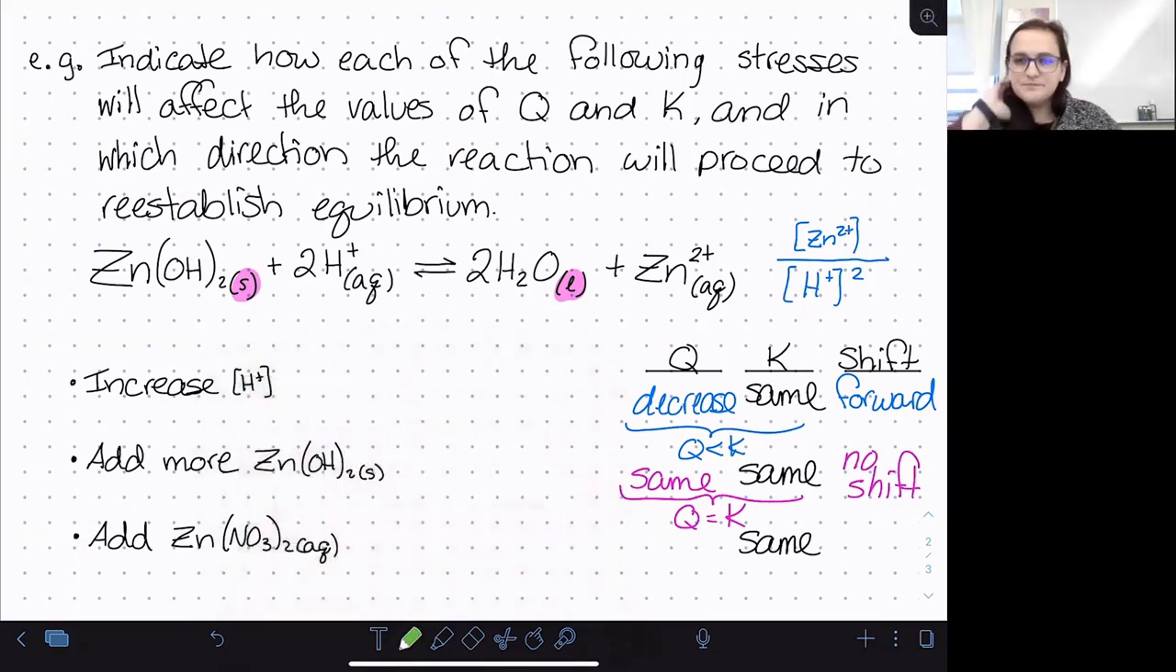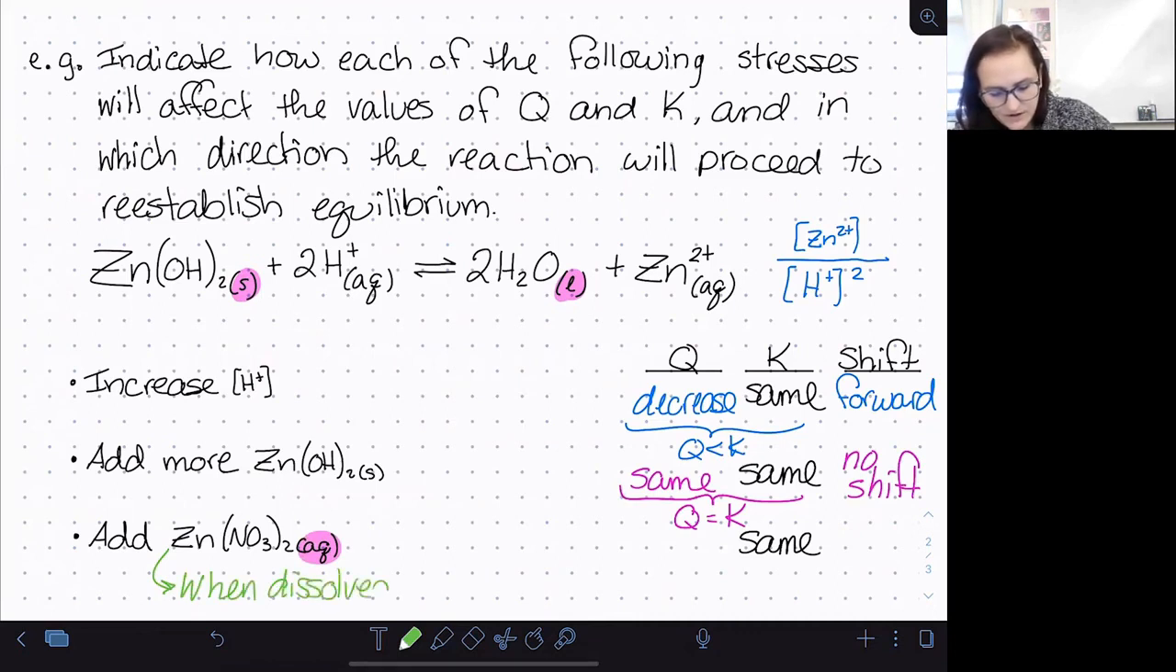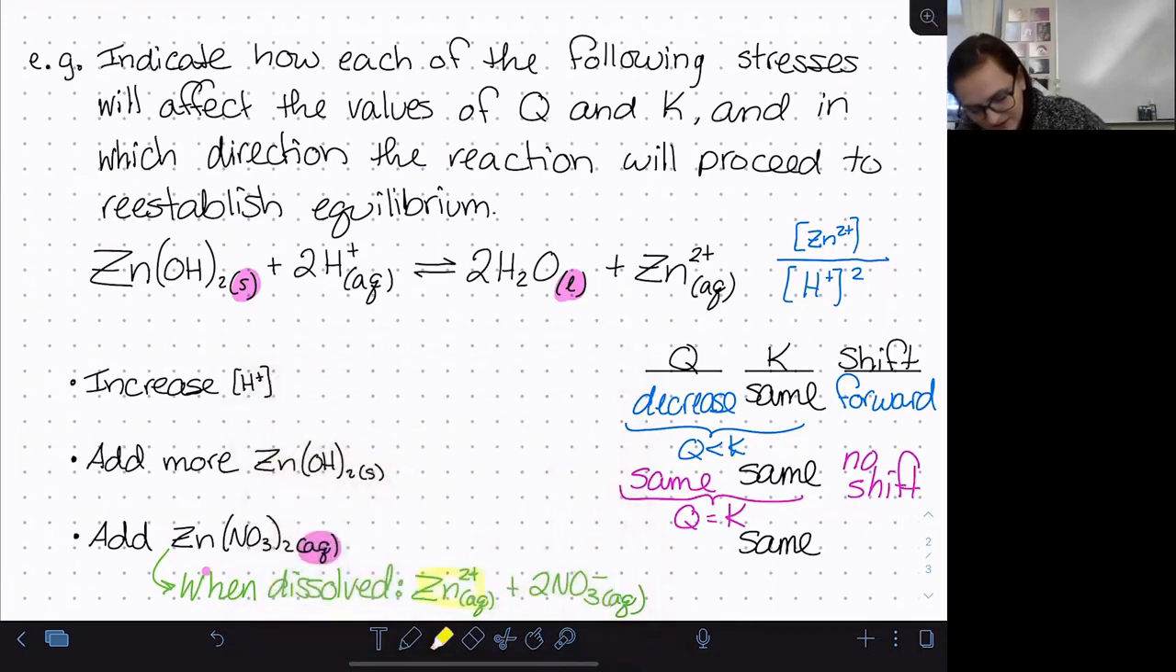Then, last but not least, we have the addition of zinc nitrate. So this one is also a little bit tricky because at first glance, you see there is no zinc nitrate here. How is this related? But what you have to remember is that this is aqueous. When this is dissolved, our ions exist separated. Whenever an ionic compound dissolves, the ions dissociate, the ions separate in solution, which means that what we actually have are zinc ions and nitrate ions as separate things. The zinc is present in my reaction and is present in my equilibrium expression. So the addition of zinc nitrate is adding zinc. The nitrate isn't going to do anything. It's just going to be a spectator.